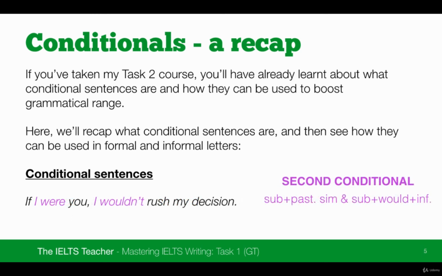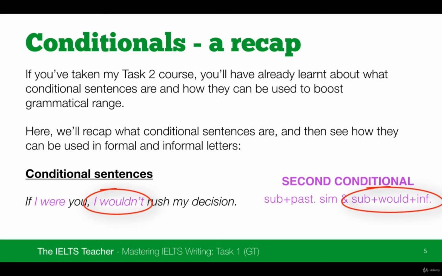The second conditional is up next, and we use the second conditional to talk about unlikely scenarios, hypothetical imaginary scenarios, or potentially even impossible scenarios, to discuss events in the present and future. Despite that time, we actually use the past in the dependent clause. So we use the subject plus past simple: if I were you. That's the dependent clause, and in the result clause, I wouldn't. So it's subject plus would or would not plus the infinitive.